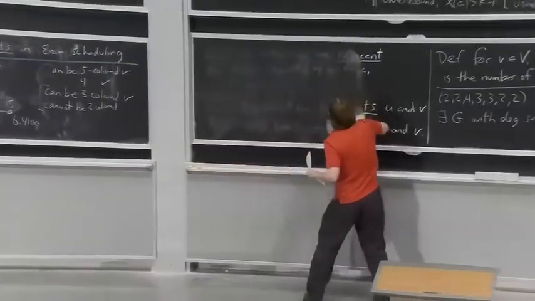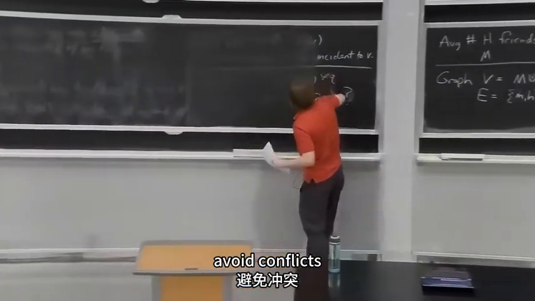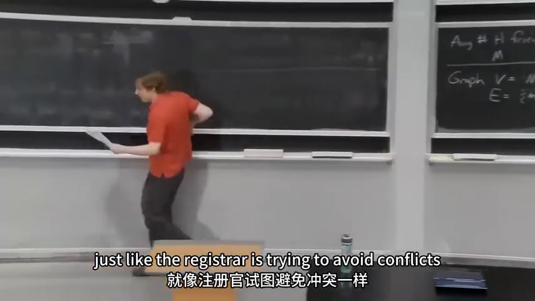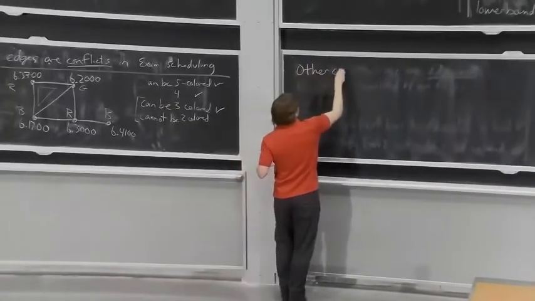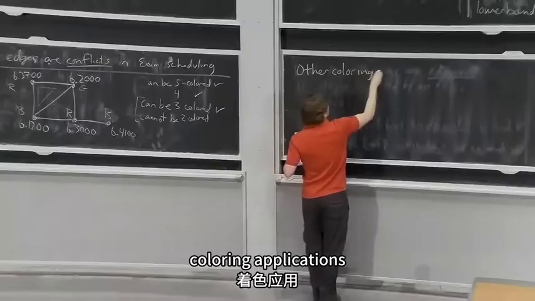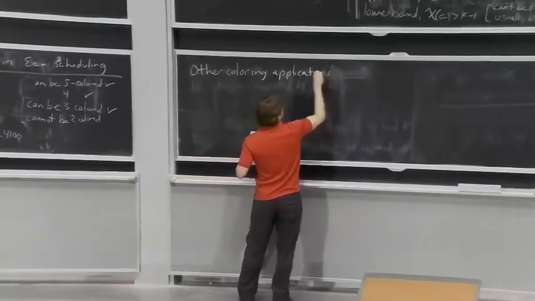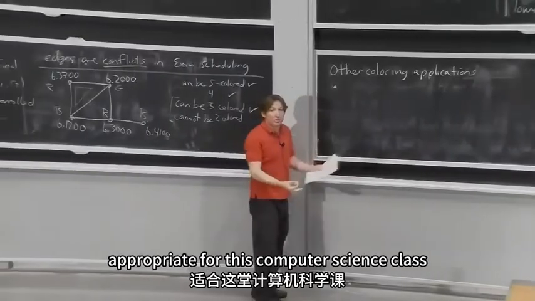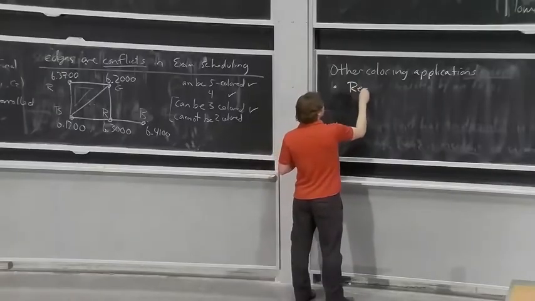In practice, if they were looking for an actual proper coloring with no conflicts whatsoever, it probably wouldn't fit into exam week. So instead, they're looking to minimize the number of conflicts, which is a slightly different problem, but still an interesting one. But there are lots of scenarios where you're trying to avoid conflicts, just like the registrar. So, other coloring applications. A really common one, and one that's appropriate for this computer science class, is register allocation.